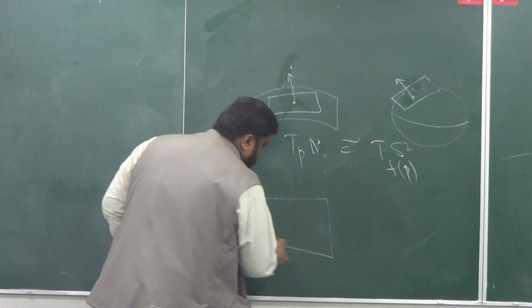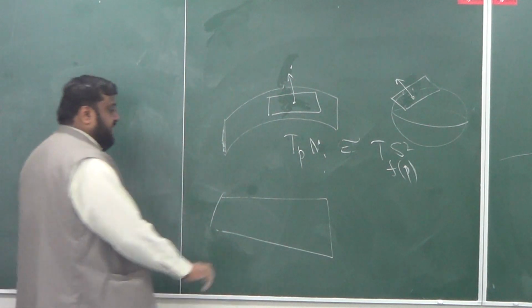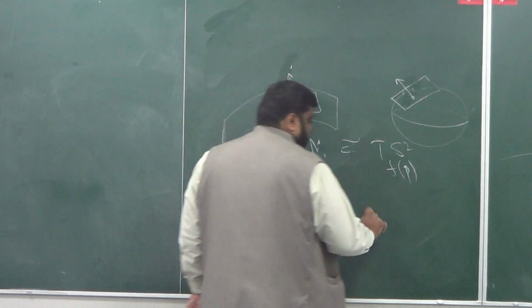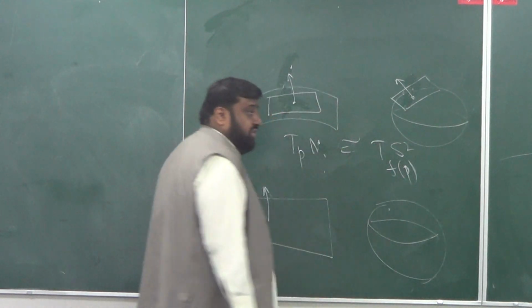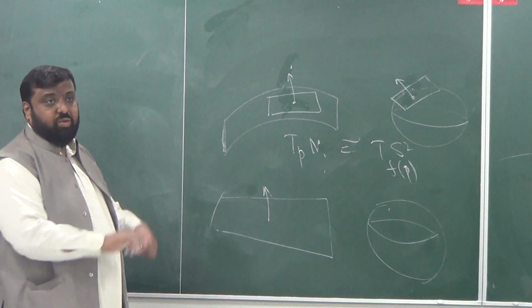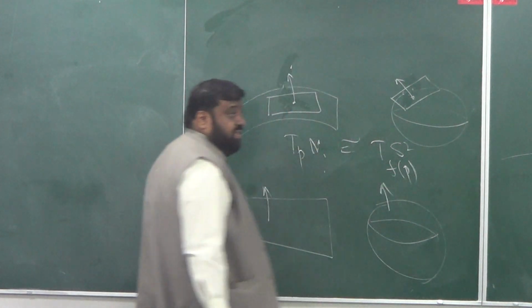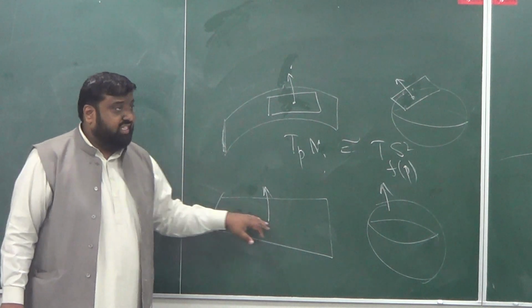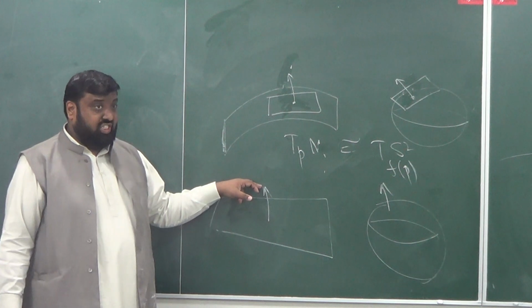Imagine I am on a plane, and I take a point and I draw a normal vector. Analogically, I've got a sphere, and I have a point there, and I have a normal vector. So when I move this normal vector anywhere on this plane, would there be any change in direction?